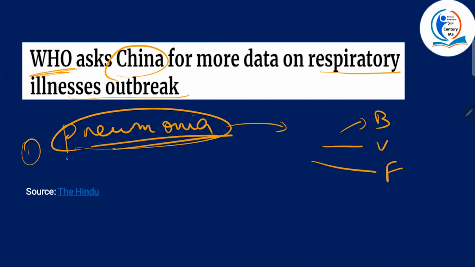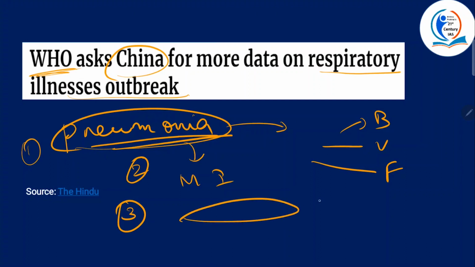And one more basic point about pneumonia, that the vaccine for pneumonia is covered under Mission Indradhanush in India. And one more term you have to be aware of is the pneumococcal conjugate vaccine. What is the pneumococcal conjugate vaccine? It is a pneumococcal vaccine and conjugate vaccine together. That much you are able to infer from the name, right?